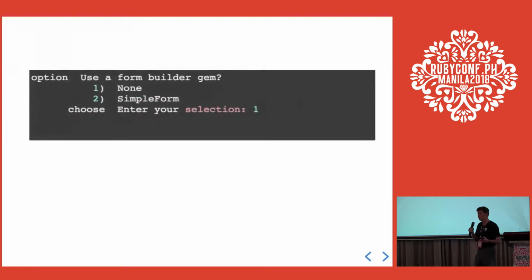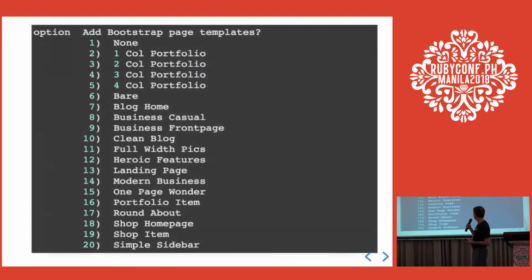You might use Simple Form, which is a gem to make building forms easier. Building forms is probably one of the biggest headaches you might encounter on the front end. Here you've got a selection of over 20 templates for different kinds of websites that you might build. We're going to build a simple business-oriented website.